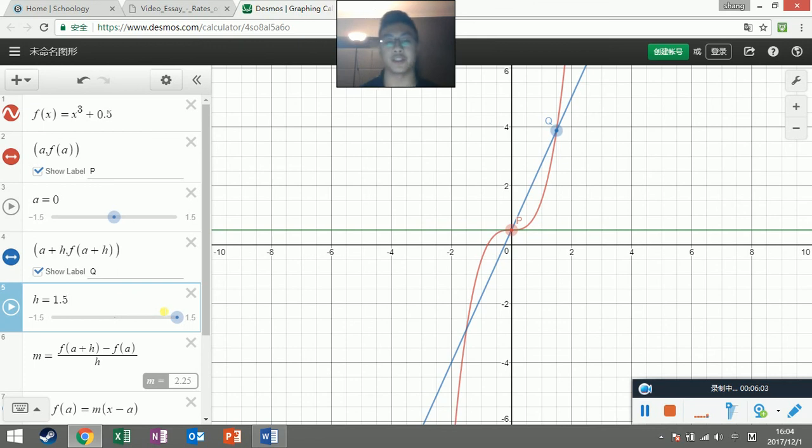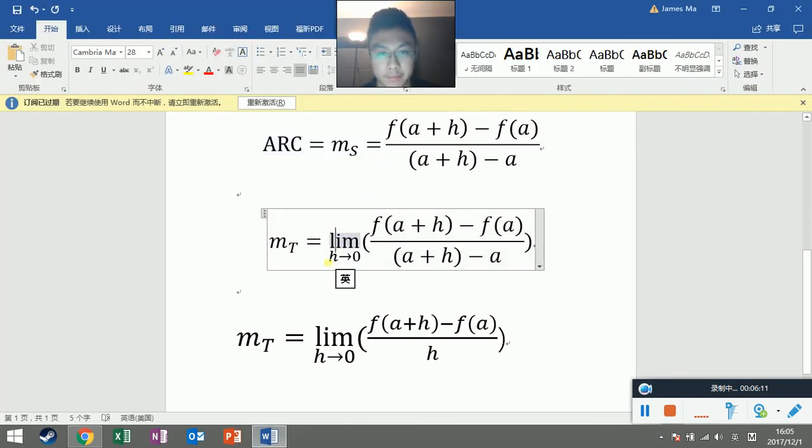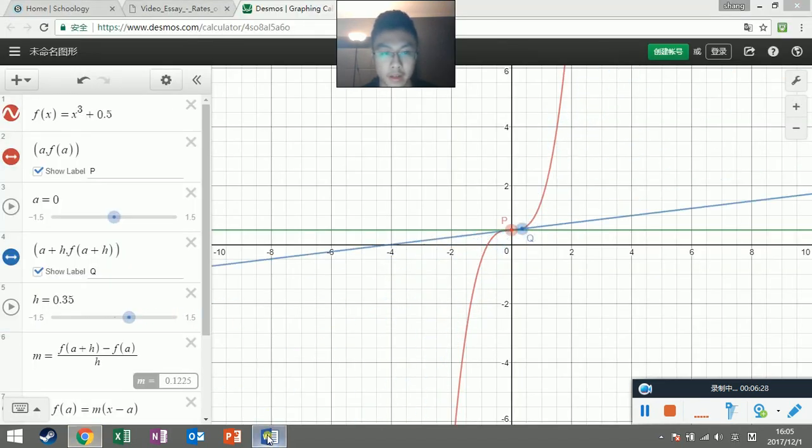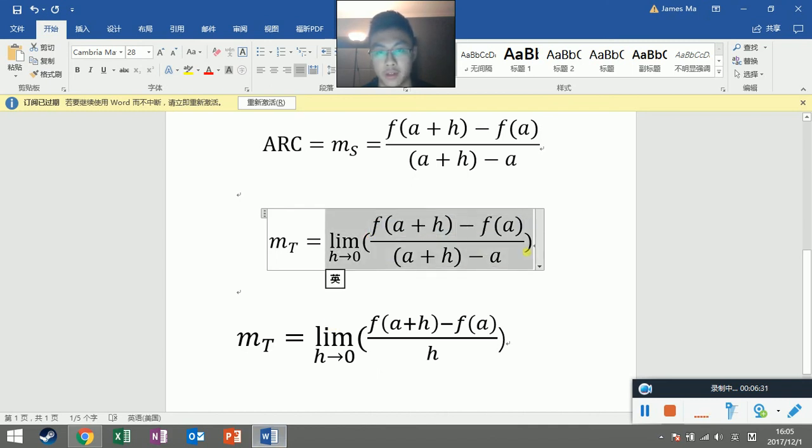And that leads to the concept of limit, as we can use in this formula. When we're describing the limit concept, we're also controlling that h is approaching 0. And when h is approaching 0, we could observe the value of f(a plus h) minus f(a) divided by a plus h minus a to change.